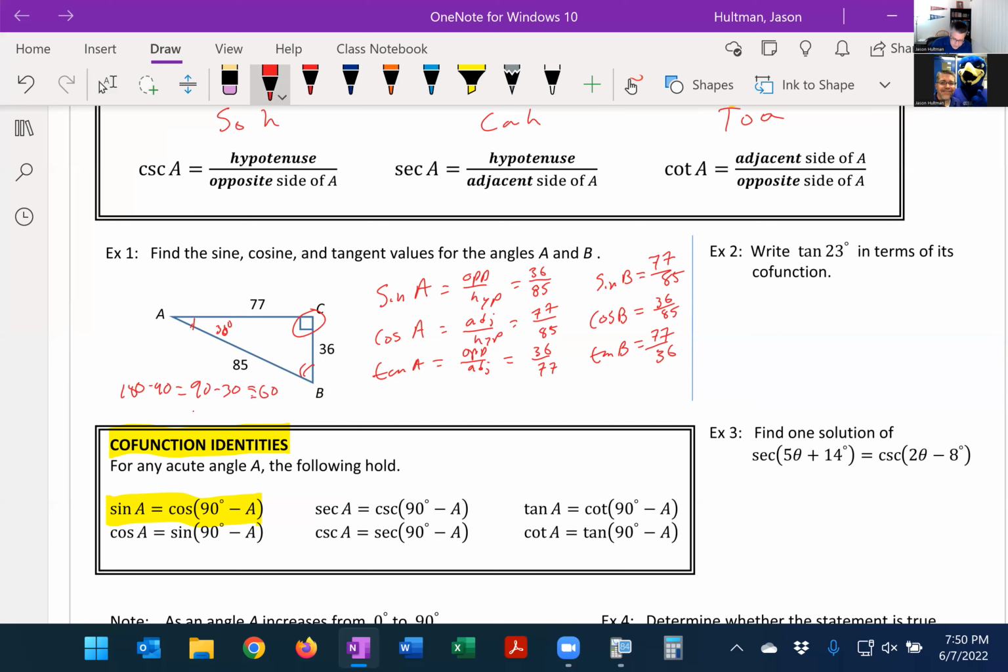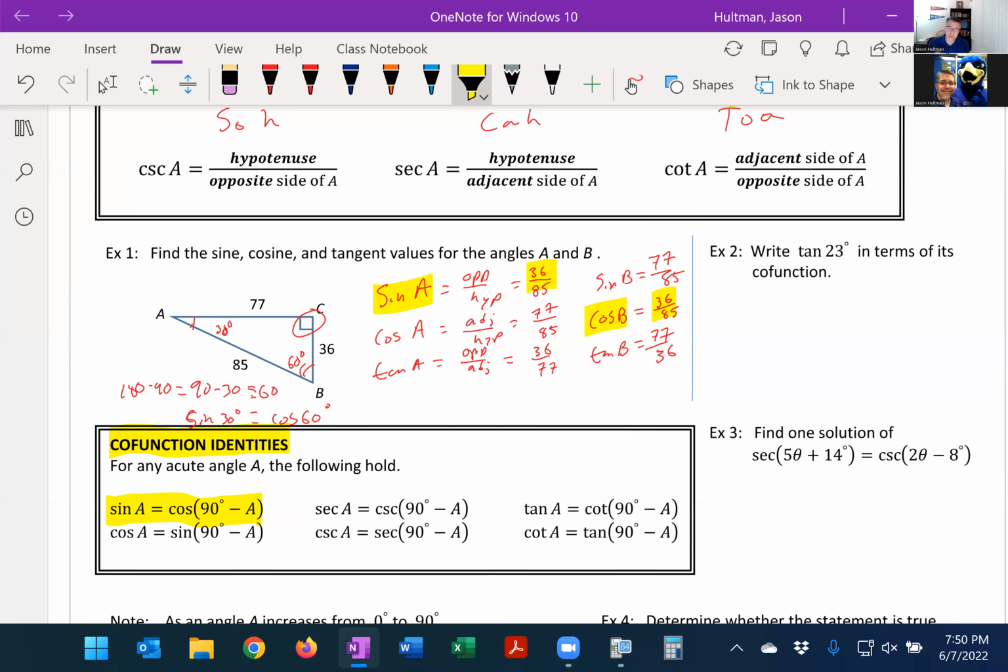And so what this is saying is that the sine of 30 degrees was equal to the cosine of its complement, which is 60 degrees. And we can see that in the triangle: if angle A is 30 degrees and angle B is its complement, 60 degrees, then the sine of angle A, which was 36 over 85, is equal to the cosine of B, which is also 36 over 85.